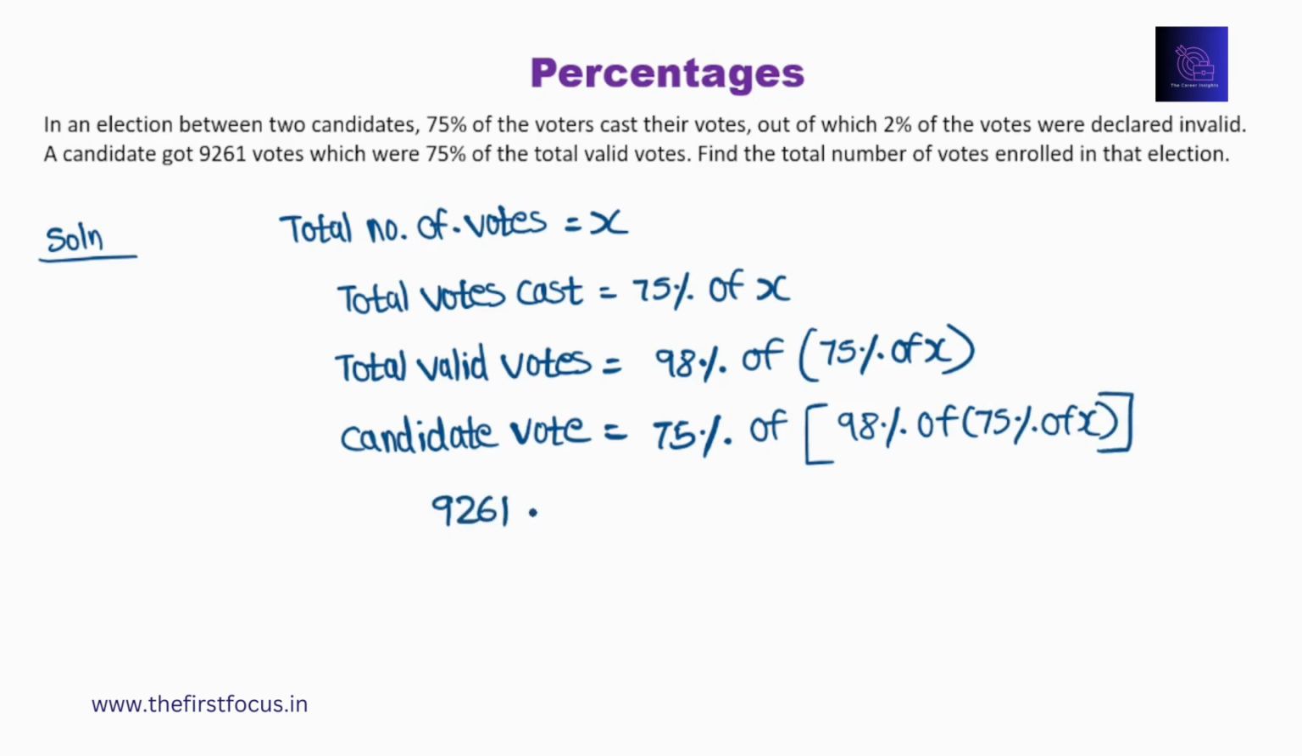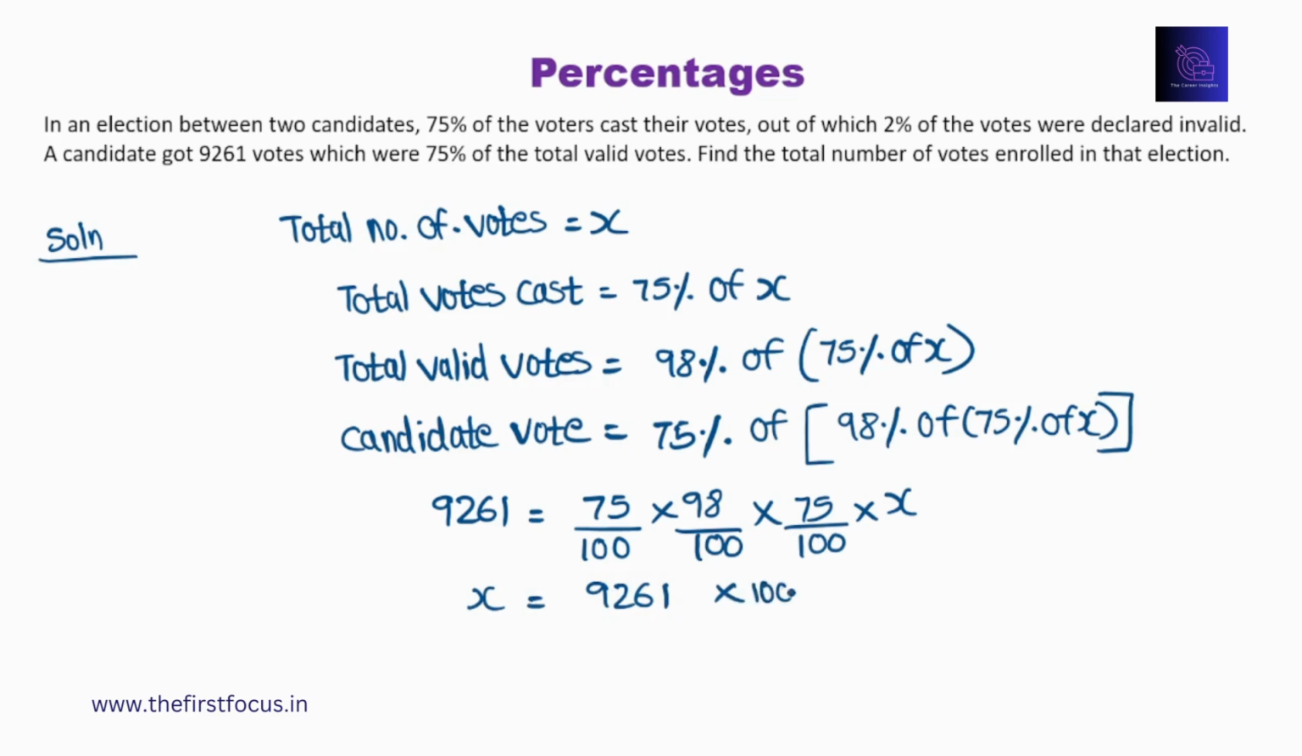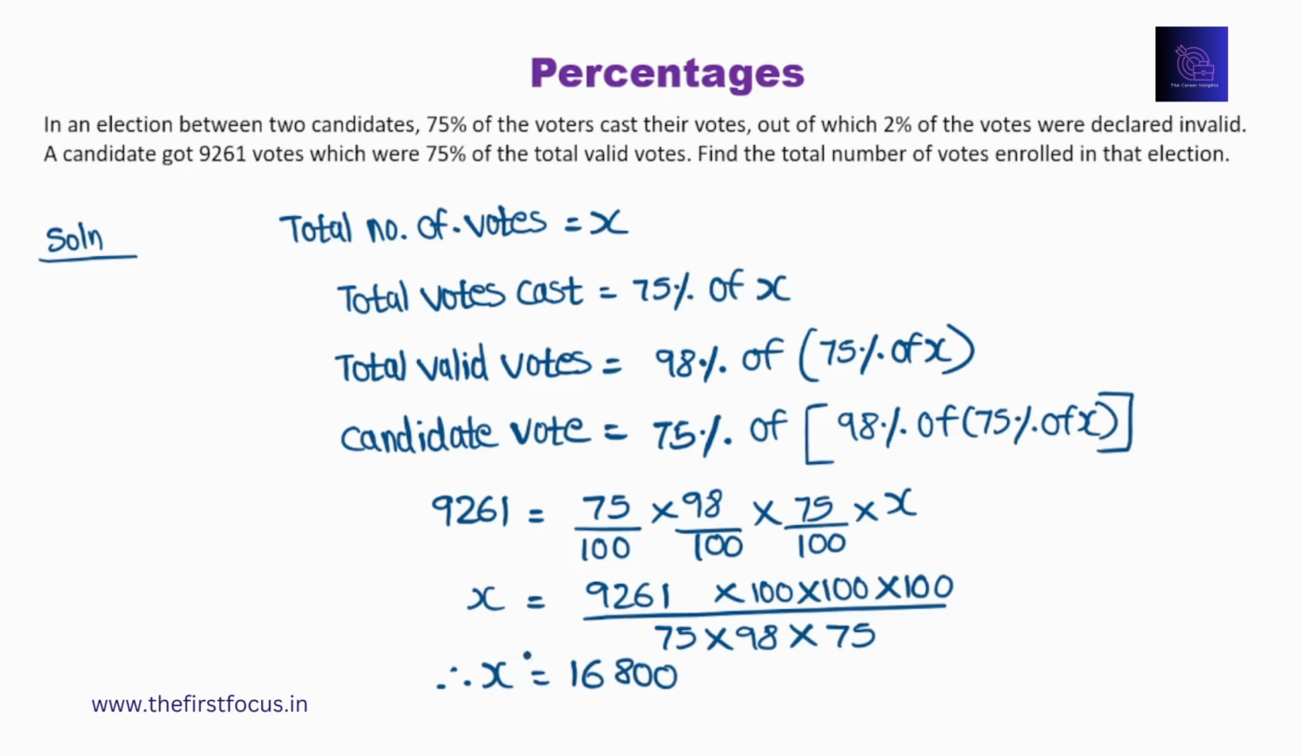The candidate vote is 9261, which is equal to, we can write this percent in the form of fraction, 75 by 100 into 98 by 100 into 75 by 100 into x. In order to find the value of x, we write as 9261 into 100 into 100 divided by 75 into 98 into 75. On solving this, we get 16,800. The value of x is 16,800. What is x? The total number of votes. What they asked to find? The total number of votes enrolled in that election. Thus, the total number of votes enrolled in that election is 16,800.